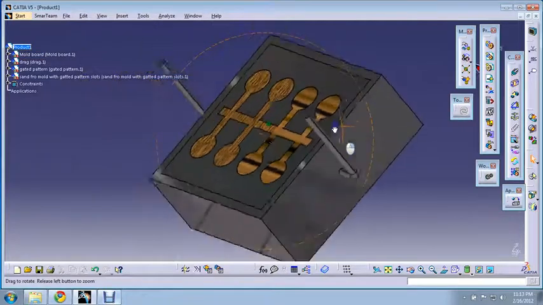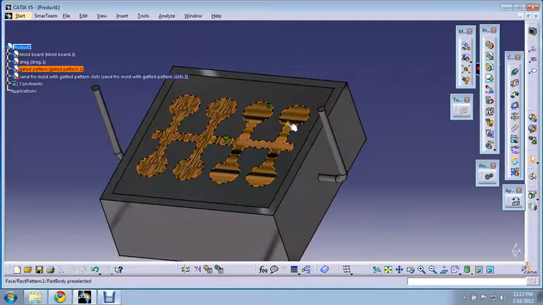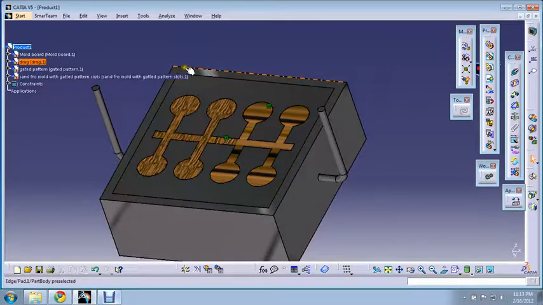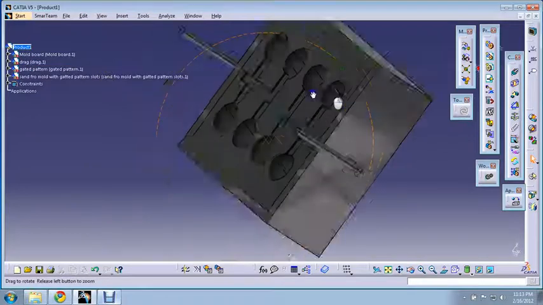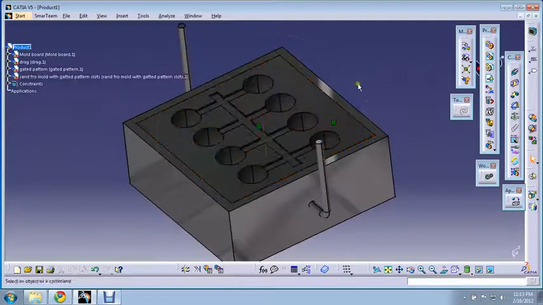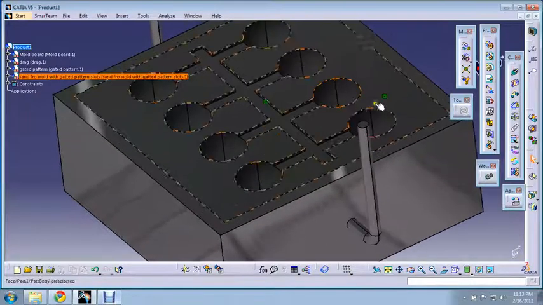See, this was the gated pattern, this was the sand, and this was the drag. Now when we remove these gated patterns, it will look like this. So we got the 8 shapes of our job.